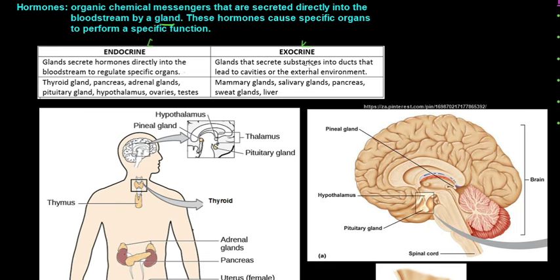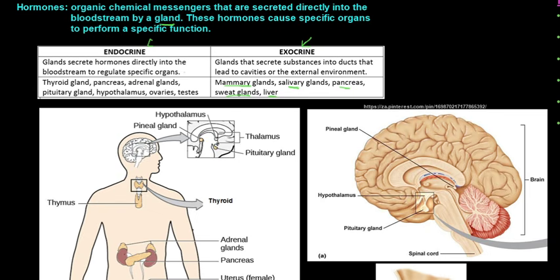And then the exocrine glands are glands that secrete substances into ducts that lead to cavities or the external environment. We mainly looked at exocrine glands in grade 11 when you did the human digestive system, so in nutrition. And the salivary glands, pancreas, sweat glands, liver and mammary glands are examples of that.